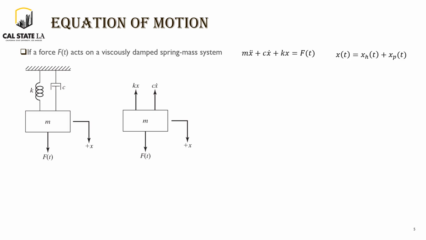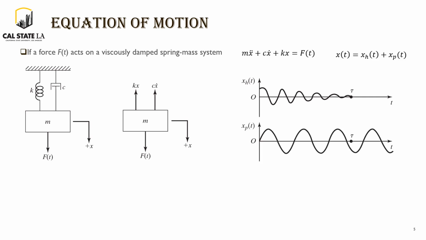Let's look at the time response of these two solutions. The first part is the homogeneous solution. We know that the homogeneous solution is a solution to the associated homogeneous equation m x double dot plus c x dot plus kx that is equal to 0, which is also related to the free damped vibration. We already know that if the damping ratio is between 0 and 1, this is the response that we will see. So over time, the magnitude will die out.